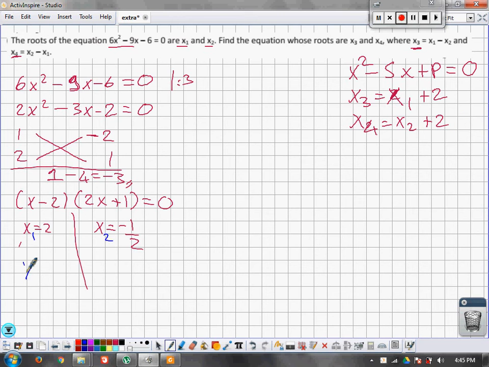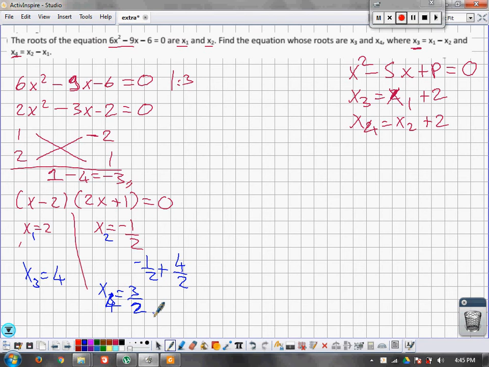When you add plus 2, x3 will be 4. When you add plus 2 to this one, minus 1 over 2 plus 2. Instead of 2, I can write 4 over 2. Same with 2, 4 over 2. So minus 1 plus 4, x4 is 3 over 2.